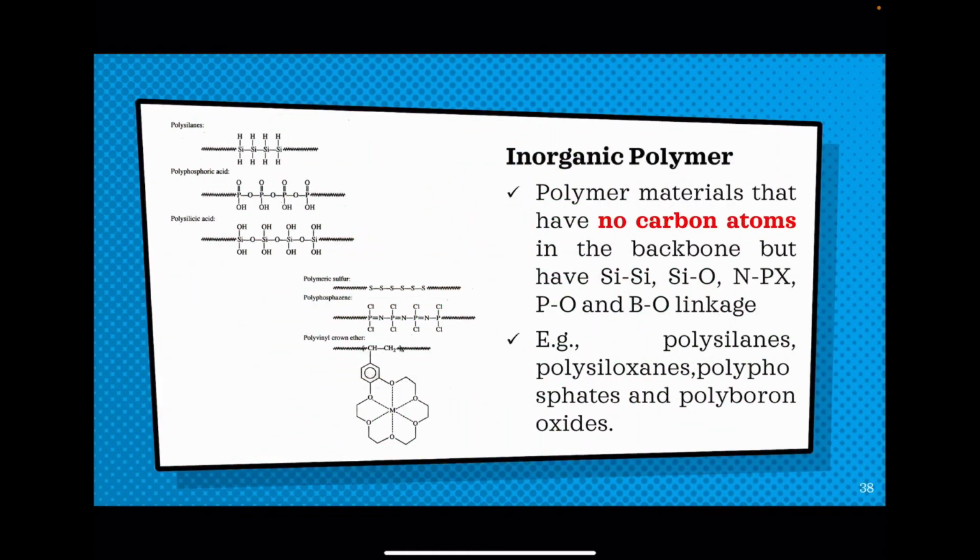For the inorganic polymers, this is a polymer material that has no carbon atoms in the backbone but includes silicon-silicon linkage, silicon-oxide linkage, nitrogen-phosphorus halide linkage, phosphorus-oxygen linkage, and boron-oxygen linkage. The examples of inorganic polymers include polysilanes, polysiloxanes, polyphosphates, and polyboron oxides. That's all for the classification of polymers.